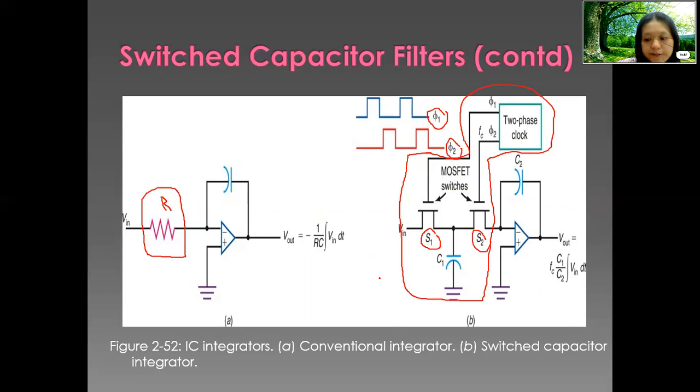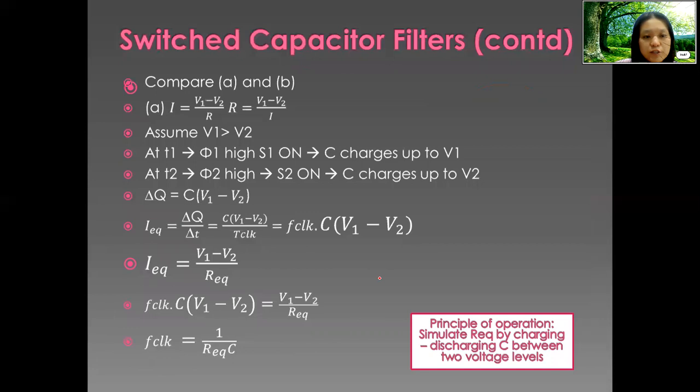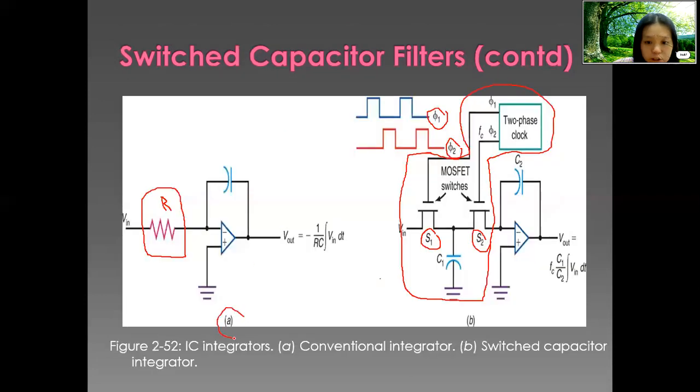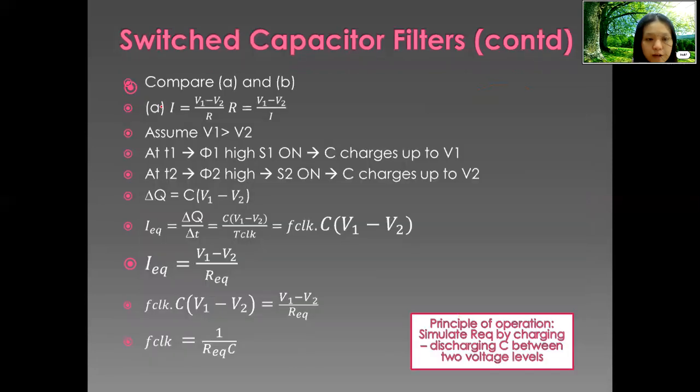Okay, so now we go to the calculations of the switched capacitor filter by comparing the conventional integrator and the switched capacitor integrator. The current I is calculated from V1 minus V2. So we will have V1 here and our resistor, then V2, and this will be compared with another V1.